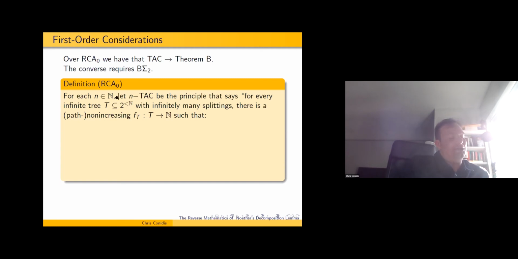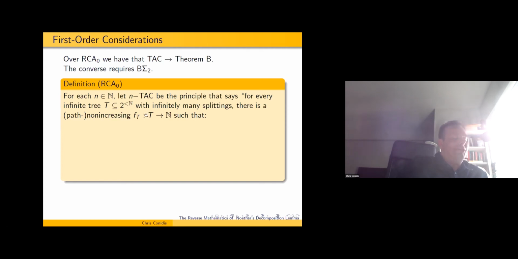So for each natural number n, let n-TAC be the principle that says for every infinite binary branching tree with infinitely many splittings, there is a path non-increasing function from T to n. When I say path non-increasing, maybe I'm being a little too clever here, but it's a non-increasing function from the tree to the natural numbers. Now, the tree is a partial order and the natural numbers are a total order.